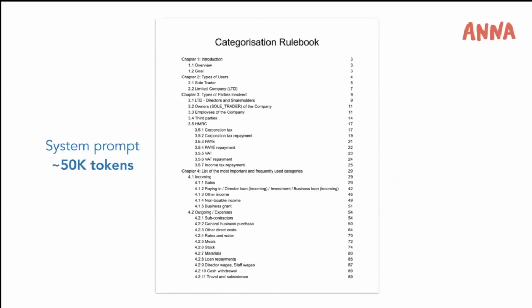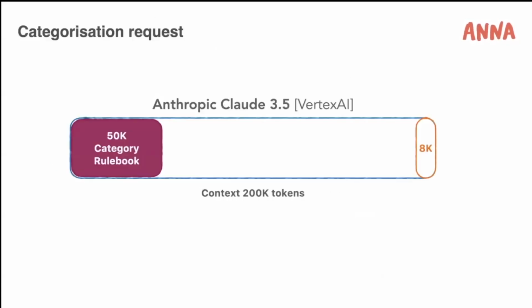So, the system prompt. I just attached the table of contents of this document that our accountants wrote. And as you can see, it has more than 100 pages, and the length is about 50,000 tokens, which is a huge document, and it describes how the system should behave and categorize different transactions. So let's try to fit our data in the available context.